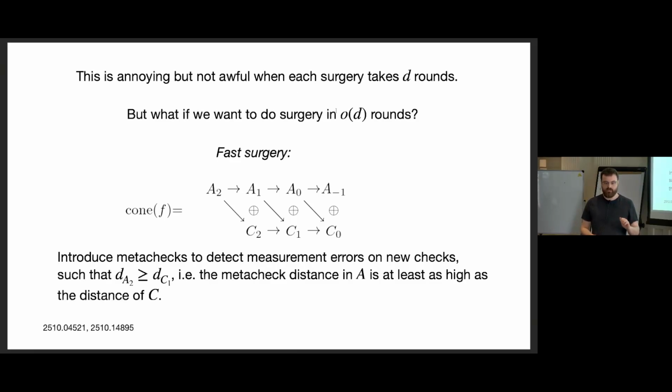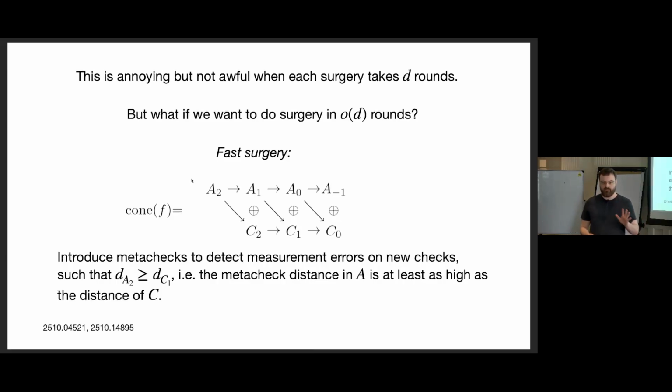But if you want to do surgery in fewer than D rounds, for example, if you have 4D toric codes, which you can do in kind of square root D rounds, or you want to do something which is genuinely single shot, then this can be a big headache. And so there are a couple of papers. There's a very nice one by the Iceberg team on fast surgery, where they introduce a set of meta checks. So you have another term in our auxiliary complex.